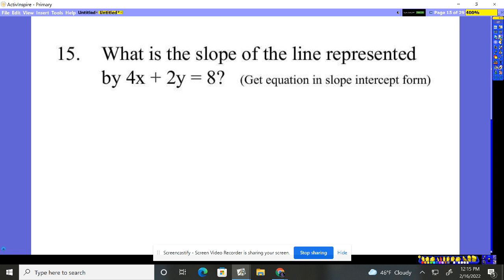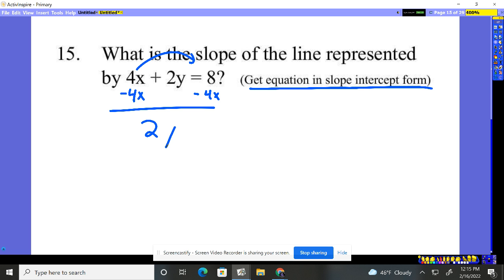Now, here's a trickier question. What is the slope of the line represented by 4x plus 2y equals 8? We've got to get y by itself. And I even give you the clue. Get it in the form y equals mx plus b. So we need to move the 4x over. So let's just subtract 4x from both sides.